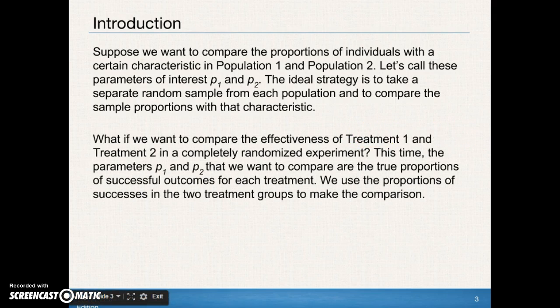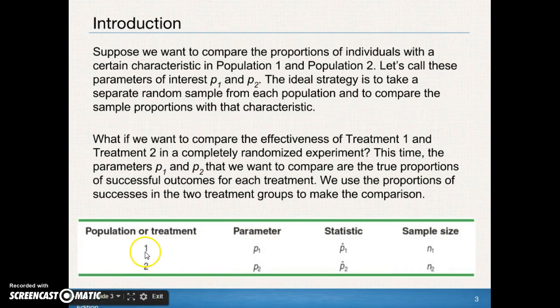So again, instead of maybe talking about proportions of males or females, maybe we want to talk about the effectiveness of a treatment on two groups. So if we want to compare the effectiveness of treatment 1 and treatment 2 in a completely randomized experiment, this time the parameters are P1 and P2 that we want to compare, the true proportions of success for each treatment. So again, we're just changing the specifics, or changing the situation. And we use the proportions of successes in each of the two treatment groups to compare.